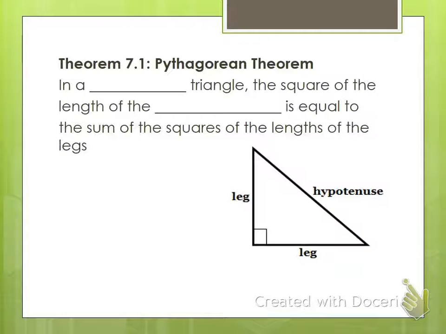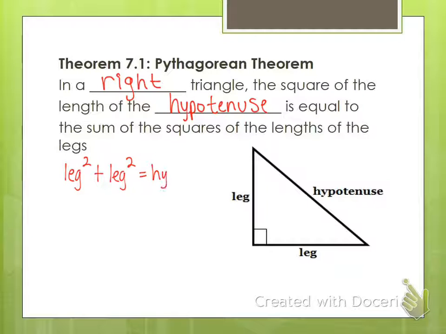The Pythagorean theorem states that in a right triangle, the square of the length of the hypotenuse is equal to the sum of the squares of the lengths of the legs. Okay, so one way to do this would be to say leg squared plus leg squared is equal to the hypotenuse squared. But usually we label these with little letters.